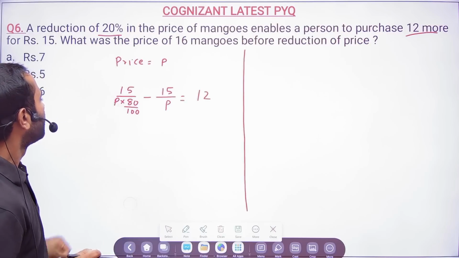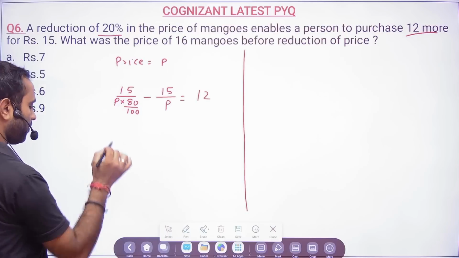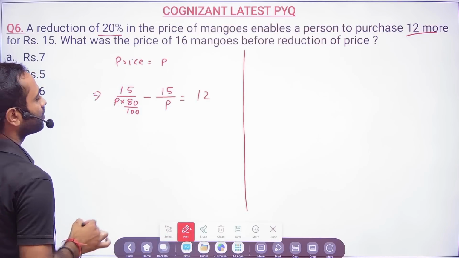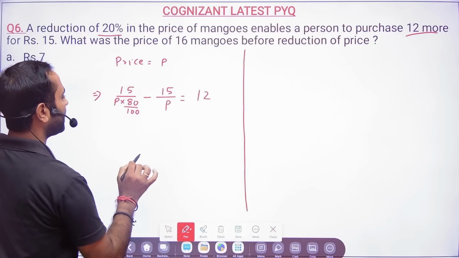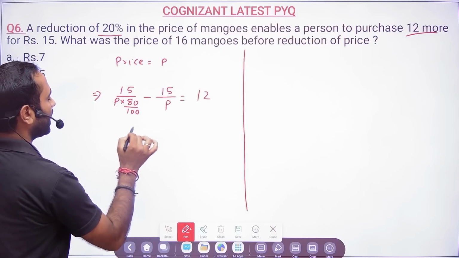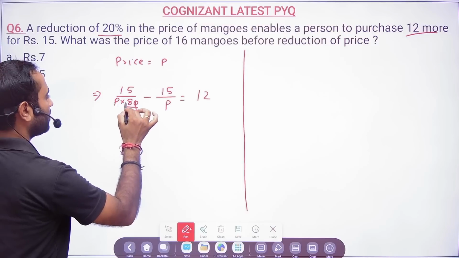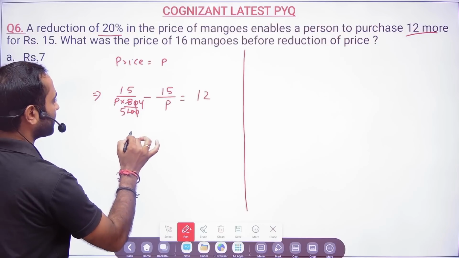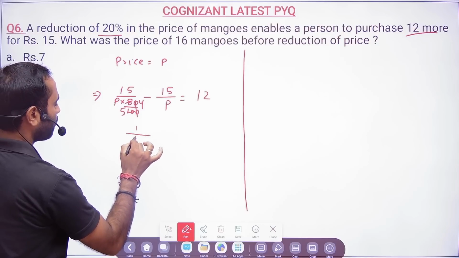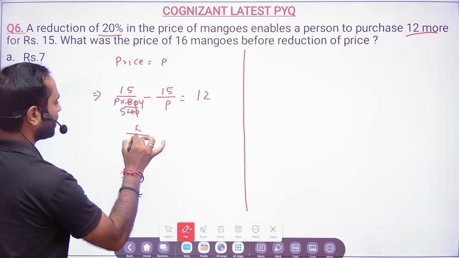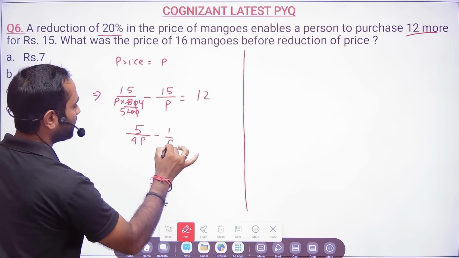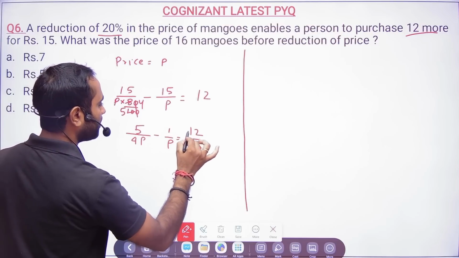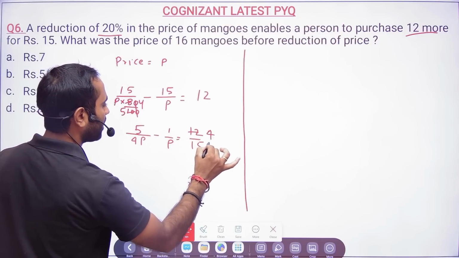Okay, now here this we have to solve, and that will give you some value of P. So 15 you can take common, you can send it that side. This is 2 4s and 2 5s. This 15 I will send that side. So 1 by 4P, 5 will go here, minus 1 by P, equals 12 by 15. So this will be nothing but 3 4s and 3 5s.